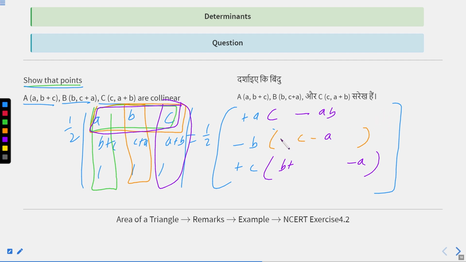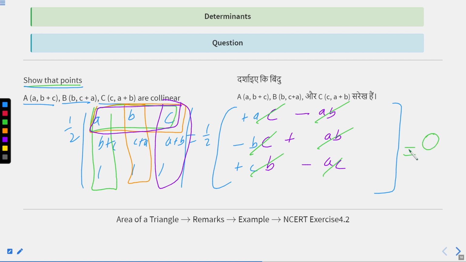Okay, now this will be minus BC plus AB minus BC plus AB. So far so good. Now this will be CB minus AC, CB minus AC. Now give careful attention to it. This AC will be cancelled with this, BC will be cancelled with this, and this AB will be cancelled with this. So in the end, you will get a 0 as your output.